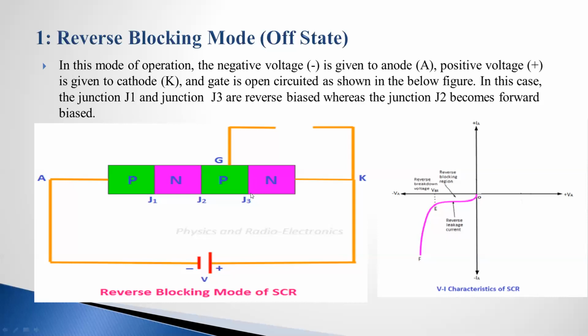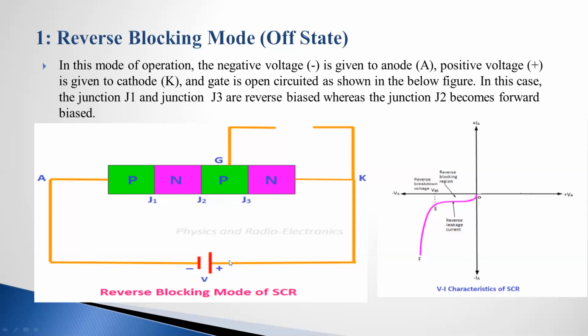If junctions J3 and J1 block the current, then obviously no current flows from cathode to anode. There is no chance for current to flow from cathode to anode. It is clear? So we can say that in reverse blocking mode, the SCR operates as an open switch.